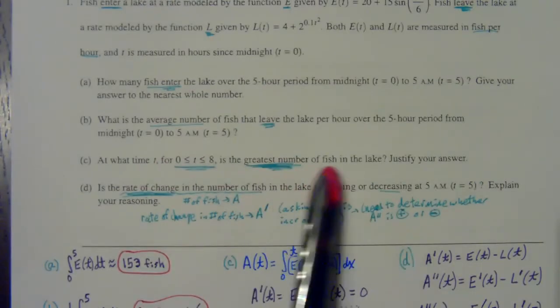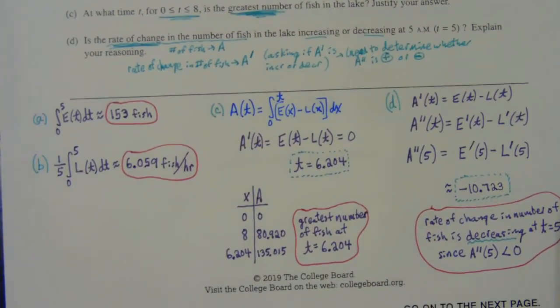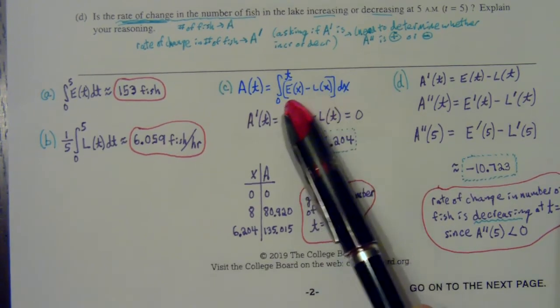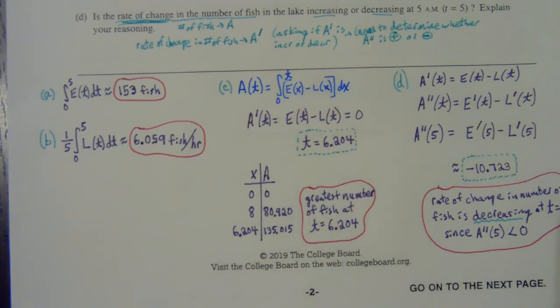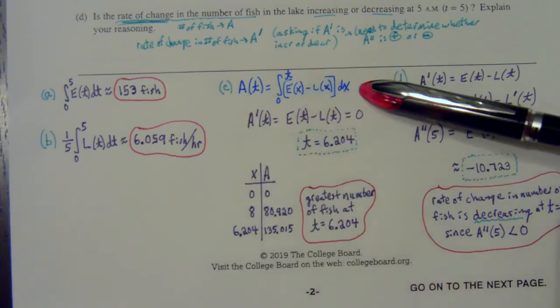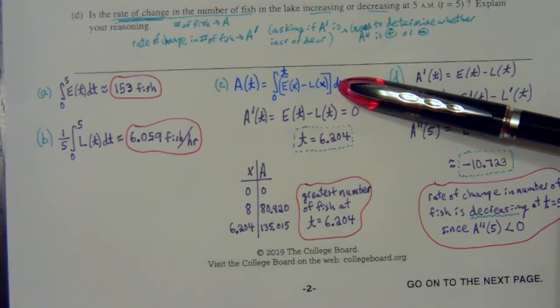Now this is talking about the greatest number of fish in the lake. So now you're taking into account how many entered, how many left. So when you integrate E, that adds up how many entered. When you subtract out the integral of L, that'll take away how many left the lake right there. So this is your total amount equation that you're trying to maximize and get that greatest number for.